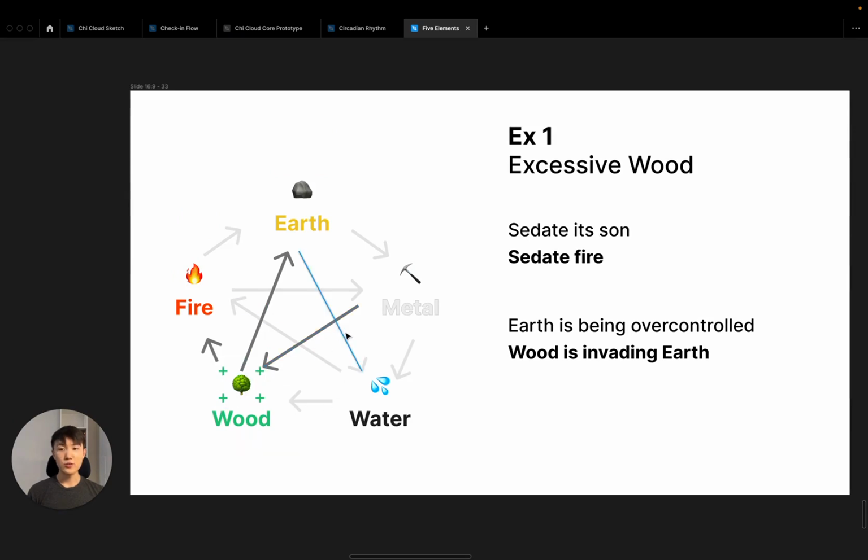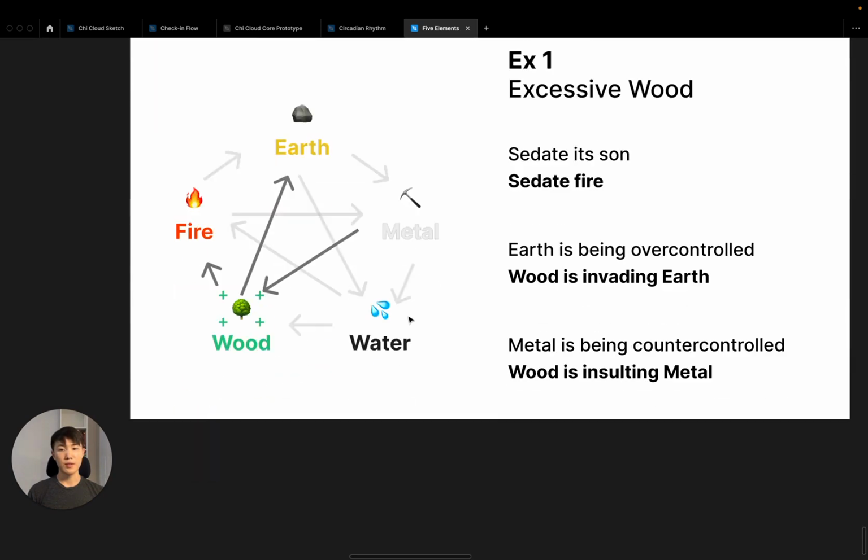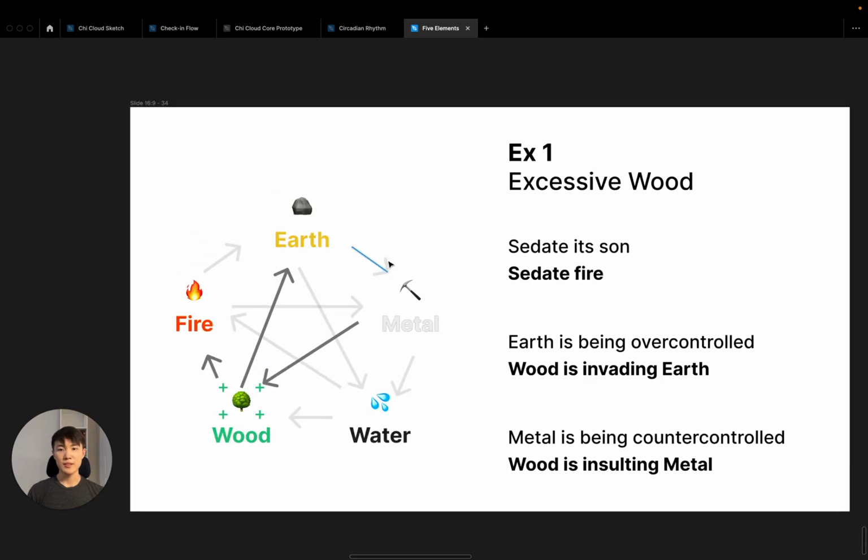In terms of the diagnosis, we look at the controlling cycle. We look at wood's relationship to earth, and we look at its relationship to metal. So because wood is excessive, we know that earth is being over-controlled and that wood is invading earth. Remember, over-controlling is invading. And now what about wood to metal? What is happening here? Wood usually is being controlled by metal, but in this case, wood is counter-controlling metal because it's excessive, and we call that wood insulting metal. Did you get that right?